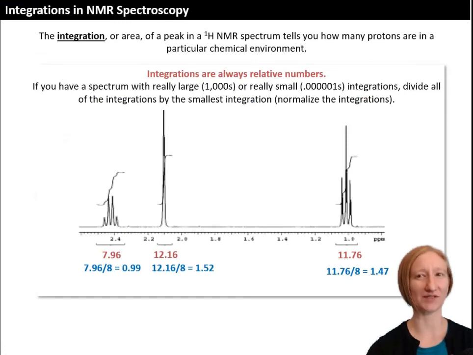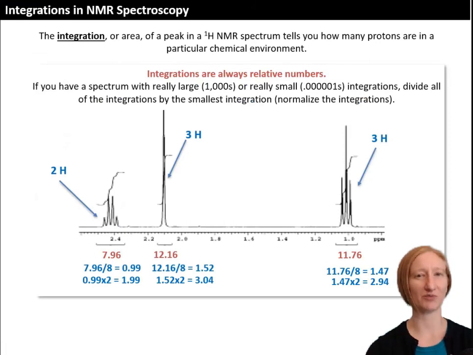1.52, and 1.47. But we can't have 1.52 hydrogens in a molecule. Remember, these are integers. So we now need to multiply through by 2, and that will give us 1.99, 2.04, and 2.94. Now we need to note that integrations are also measured values, and so they often won't be exactly 2.00 or 3.00, but they will be more like 1.99 or 3.04. And we can round these values to 2 hydrogens and 3 hydrogens. These are now much more typical integration values for NMR spectra.